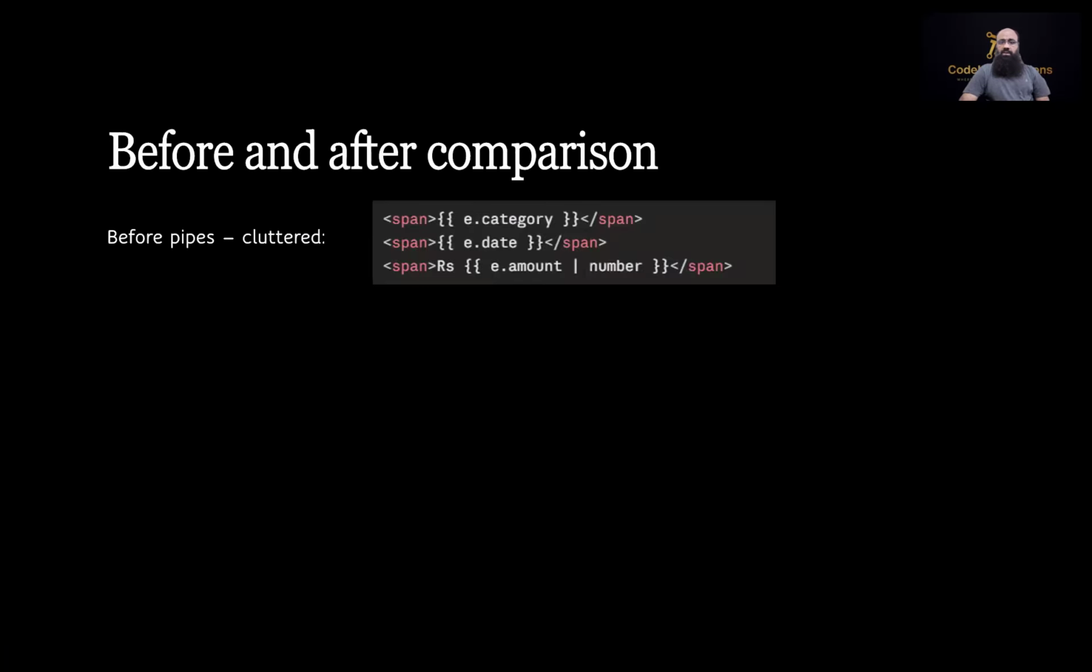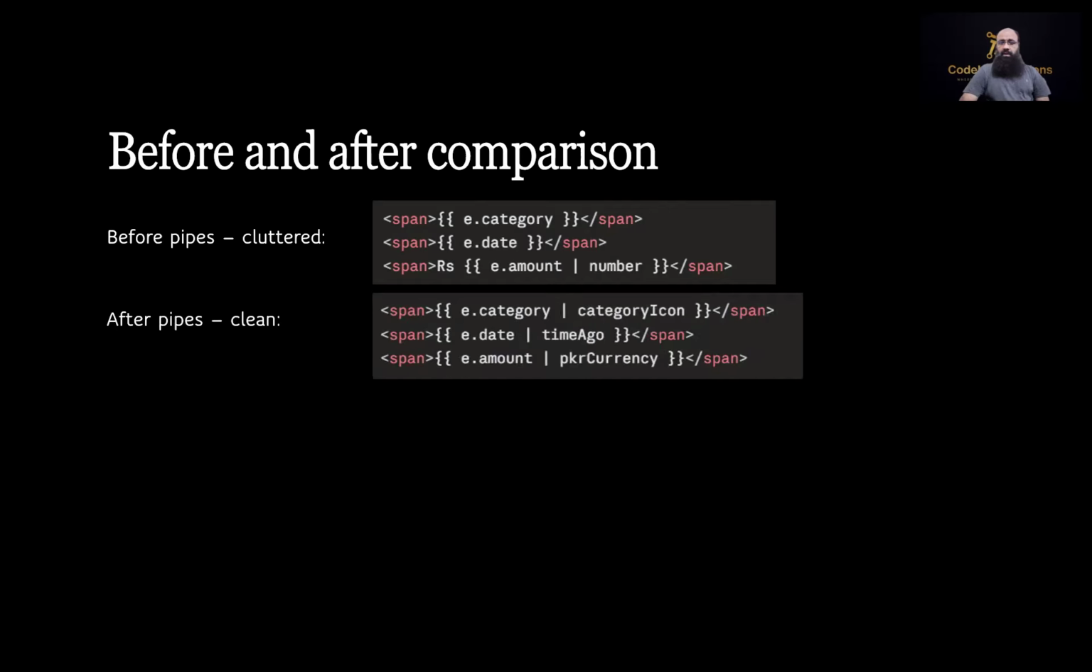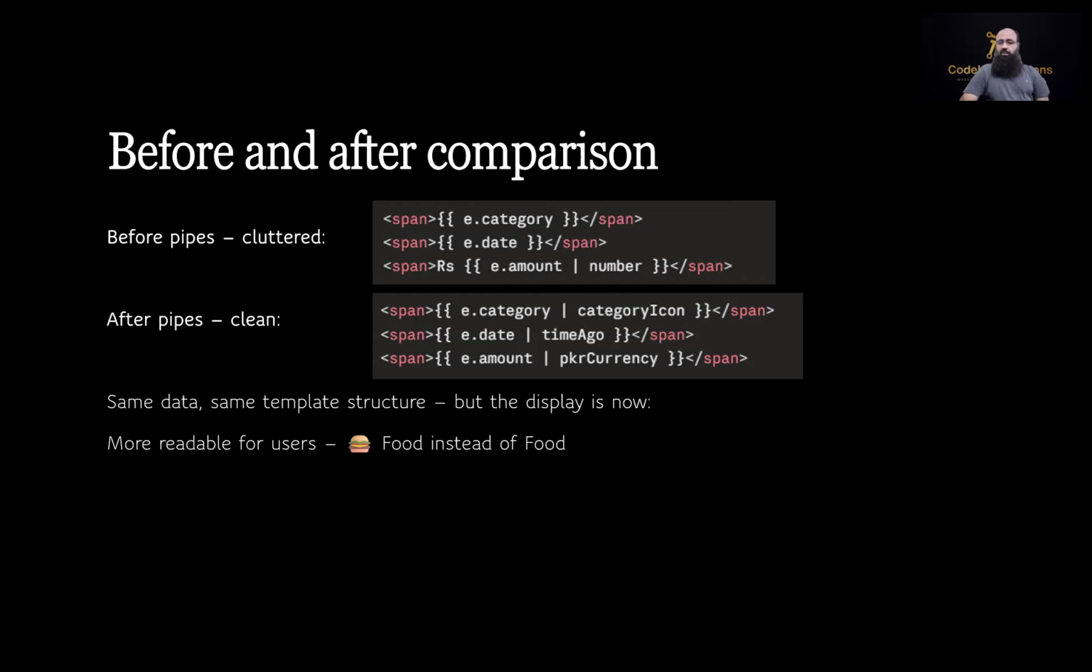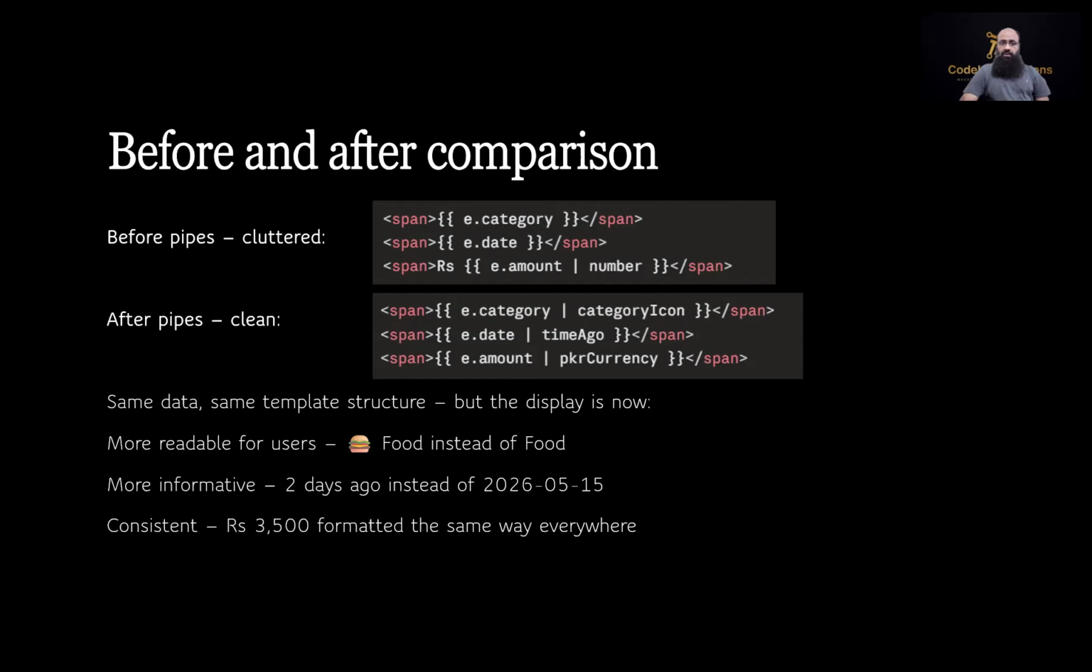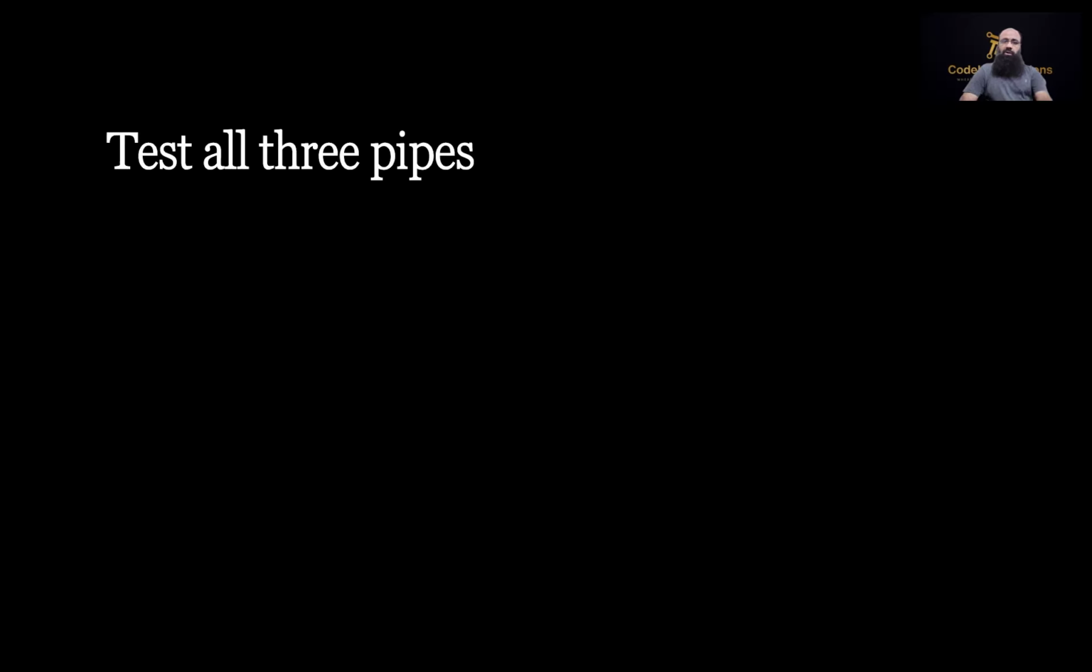You can see that prior to these custom pipes, we were simply using a hard-coded RS, and we were using some basic pipes, like number. After this, we are using proper custom pipes. The data and template structure are the same, but the display is going to be much different and more readable. In a while, I'm going to showcase and test each and everything along with you. So let's try testing all these pipes. Let me run the app first.